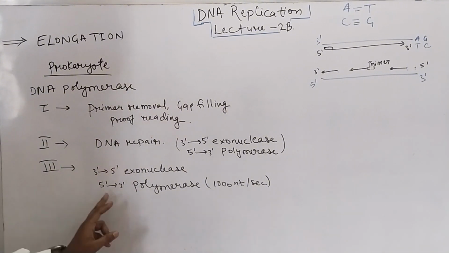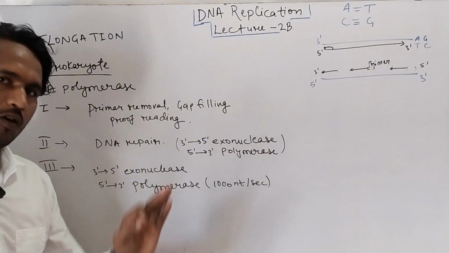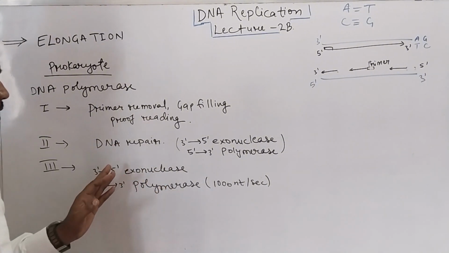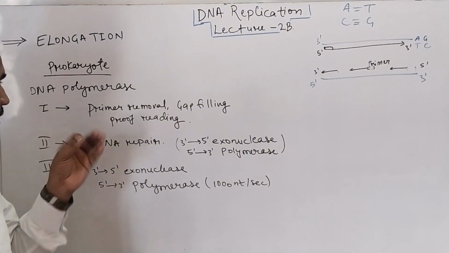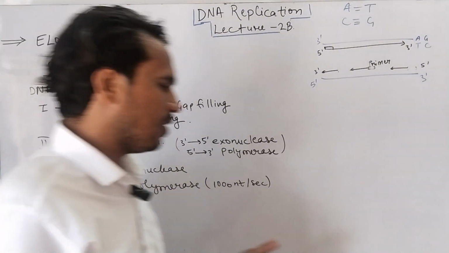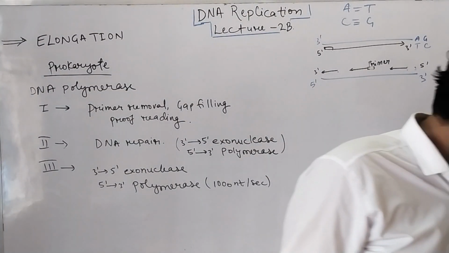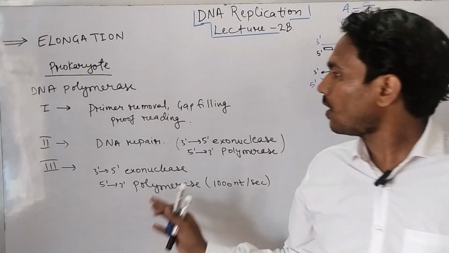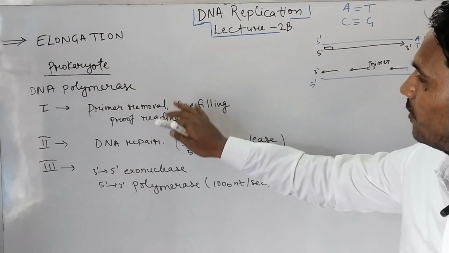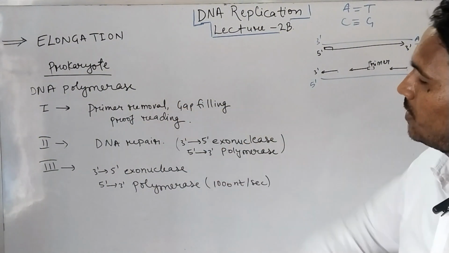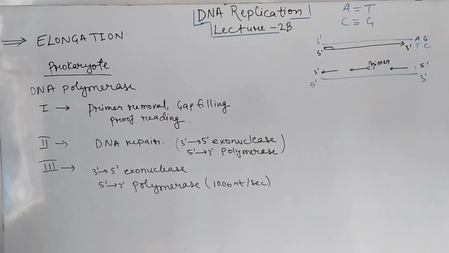All the enzymes have the 5' to 3' polymerase activity. It's a common thing, no need to remember. Second thing is this 3' to 5' exonuclease activity, which will be in all of these polymerase enzymes. Now, this is the important thing: 5' to 3' exonuclease activity is there only in DNA polymerase 1, which you have to remember.